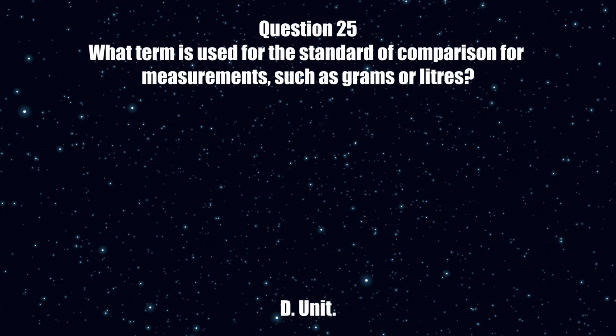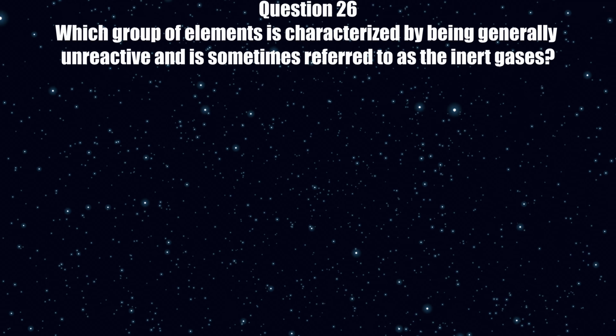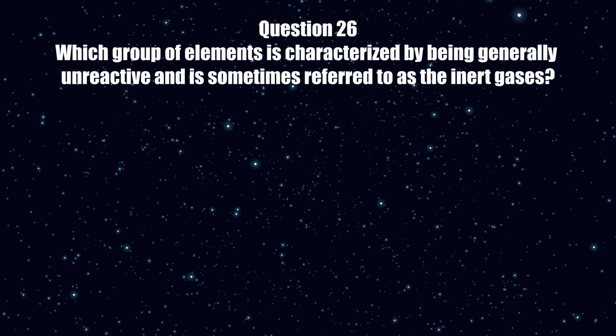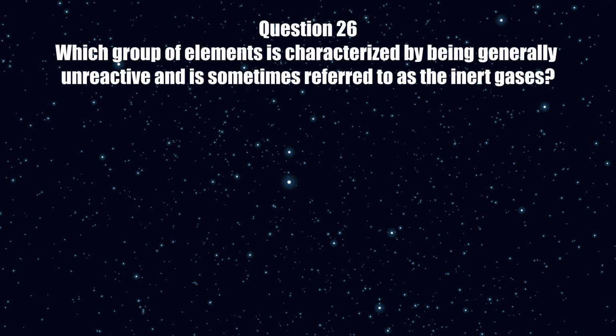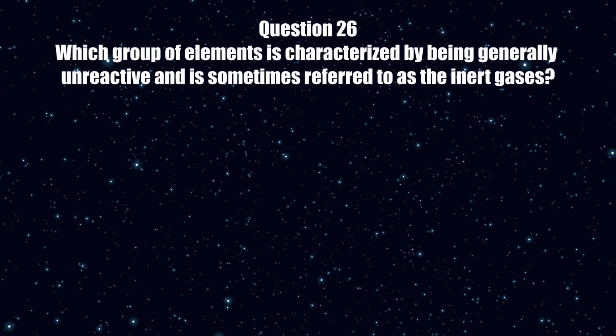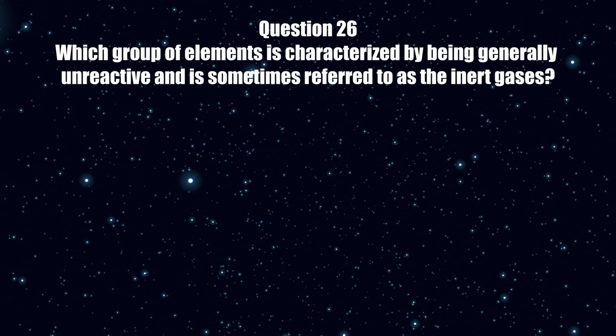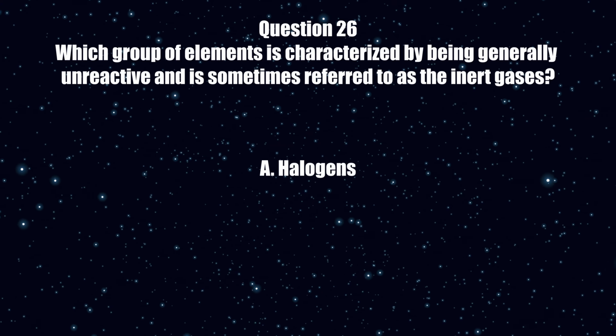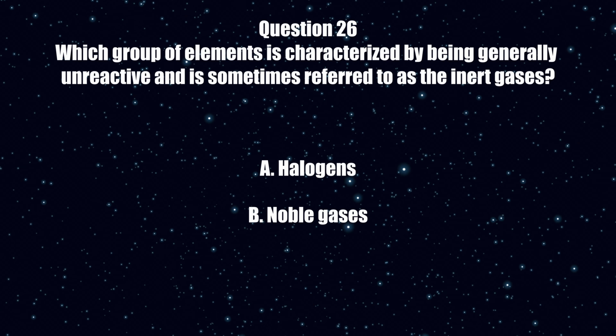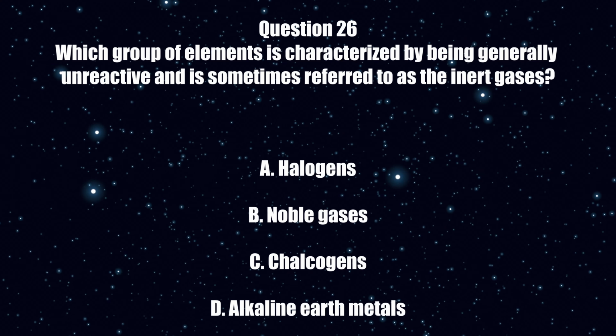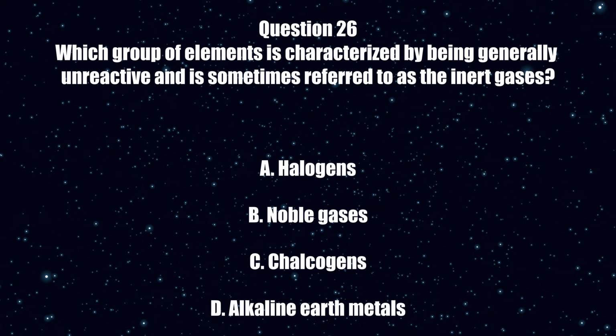The correct answer is D. Unit. Question 26. Which group of elements is characterized by being generally unreactive and is sometimes referred to as the inert gases? A. Halogens. B. Noble gases. C. Chalcogens. D. Alkaline earth metals.